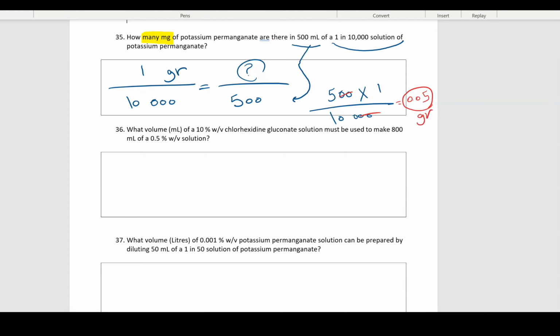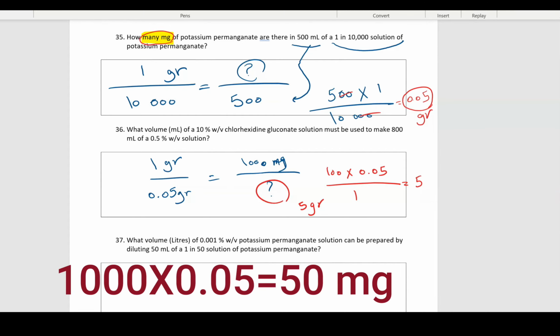The unit is gram, but the question asks about milligrams. So 1 gram equals 1,000 milligrams. If we have 0.05 grams, how many milligrams do we have? So we have 1,000 times 0.05 divided by 1. So we have 5 milligrams.